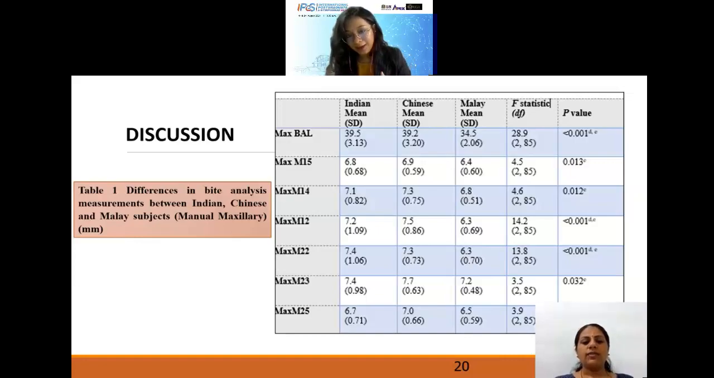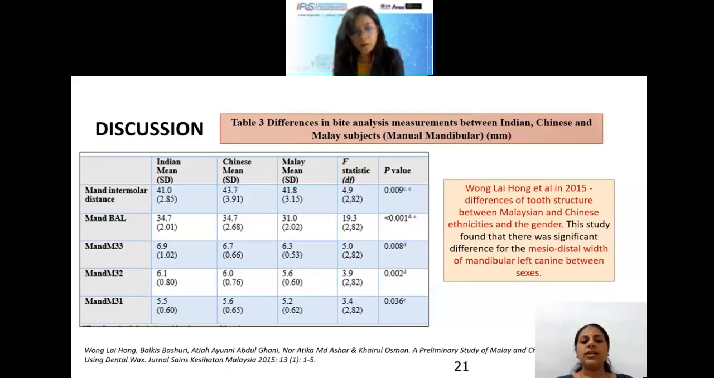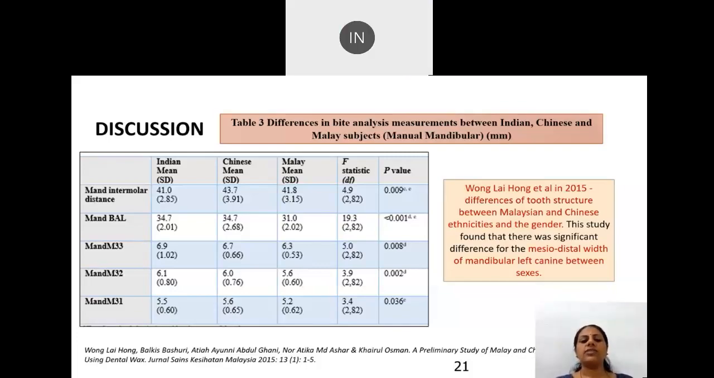Then when we look at table 1, we have seen that these are all the parameters which have been statistically significant. And table 3 also shows statistically significant differences between the three groups of the population using the manual method. And as I told you, this is the first of its kind to measure these parameters between three groups of the Malay population. However, Wong Lai Hong et al. is the only study, conducted in 2015, wherein there were differences in the tooth structure between Malaysian and Chinese ethnicities only, and it was found to be very significant in the mesiodistal diameter of the mandibular left canine between both of these.